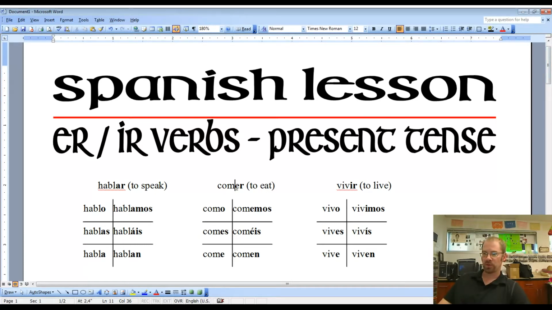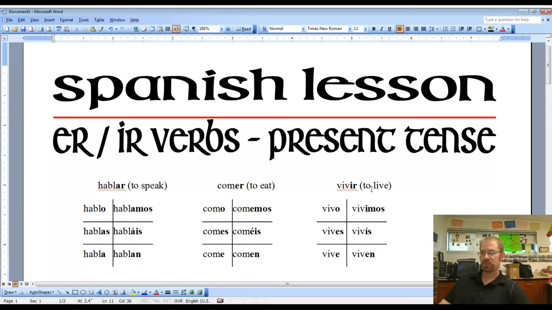So the conjugation for a regular ER verb, remember we take the ER off of the end and we'll add the new endings to it. So I have comer right here. So we have como, comes, come, comemos, coméis, and comen. Of course, that's I eat, you eat, he, she eats, or you formal, usted eat, we eat, you plural in Spain eat, and they or you plural eat.